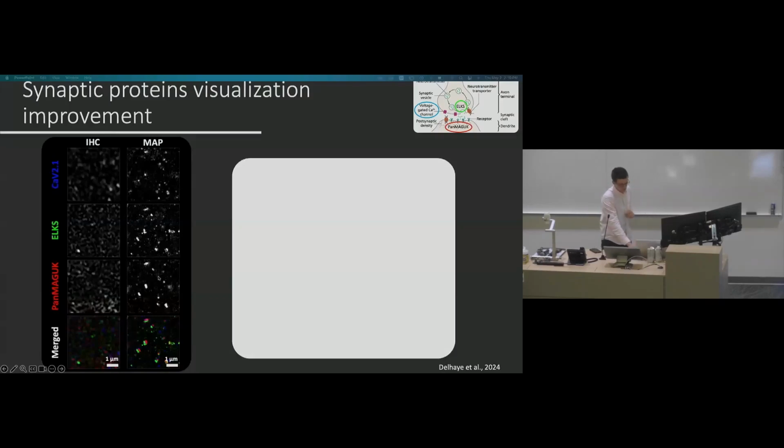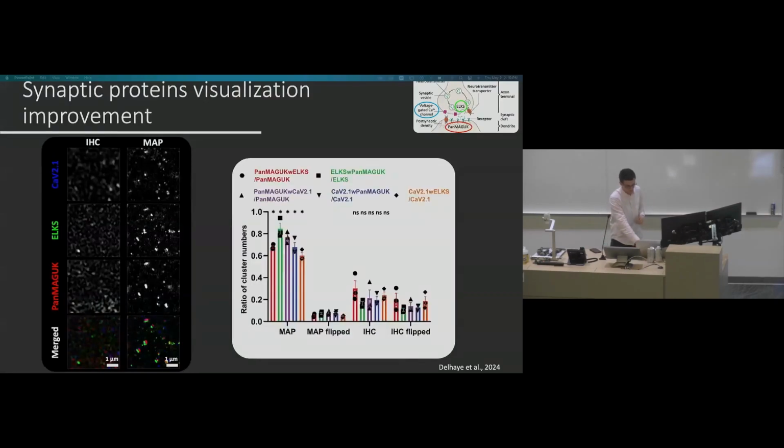Looking at the quantification, we wanted to see if this was not just a random colocalization of these proteins. So what we did is we looked at the ratio of clusters that are colocalizing with one another for all of the proteins shown here. And we can see that when we look at MAP processed tissue, most of the proteins are colocalizing with one another, compared to the regular IHC procedure, where a very low amount of the clusters that I could label individually are colocalizing.